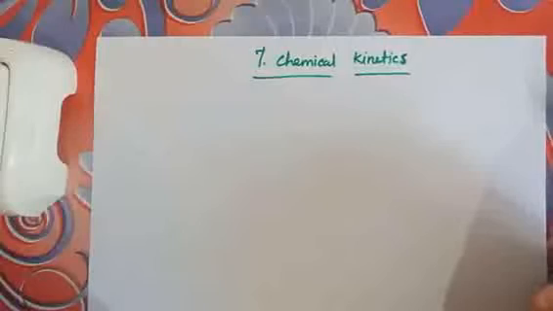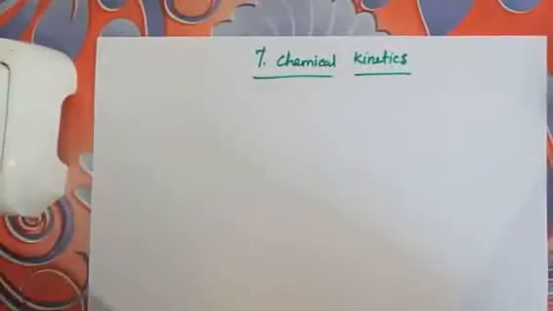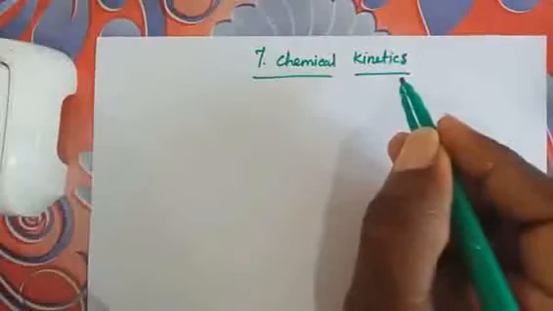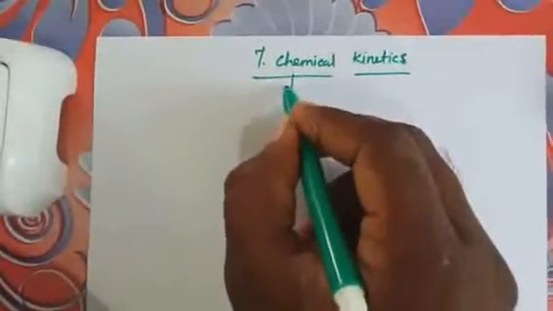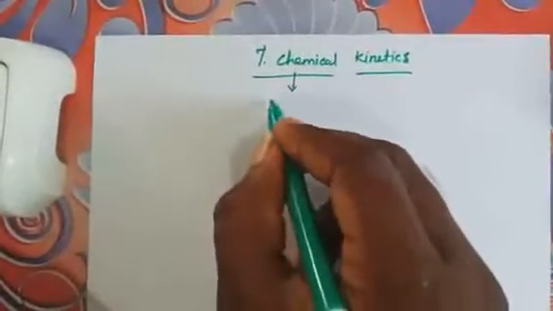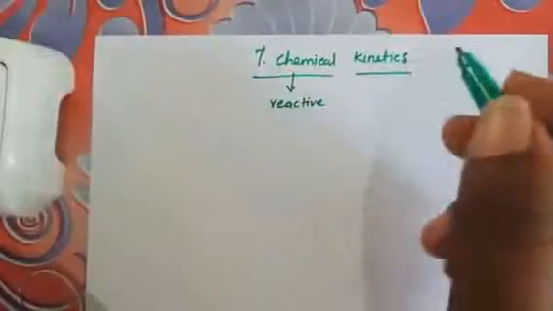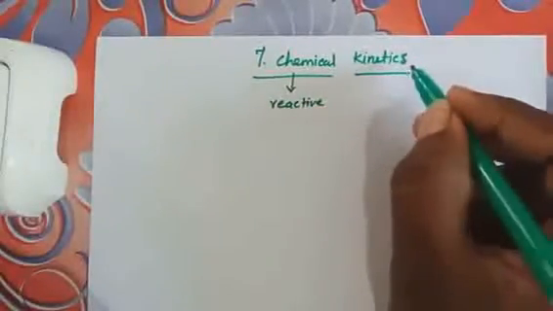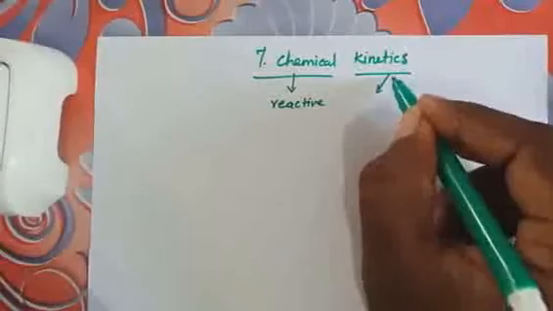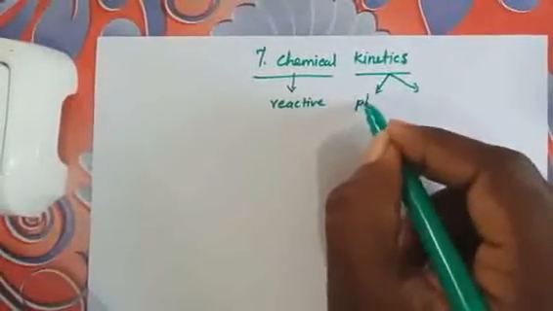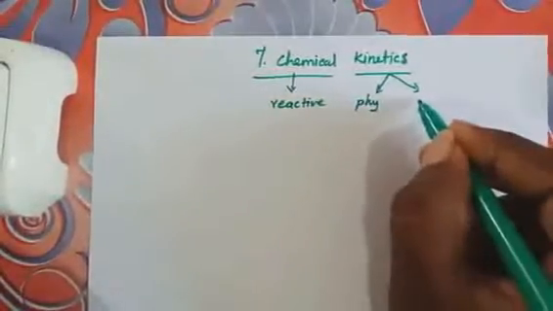Today we are going to discuss Lesson number 7, Chemical Kinetics, from 12th standard volume 1. The word chemical represents reactive substance. The word kinetic we approach in two ways. One is called the physical approach, another one is called the chemical approach.